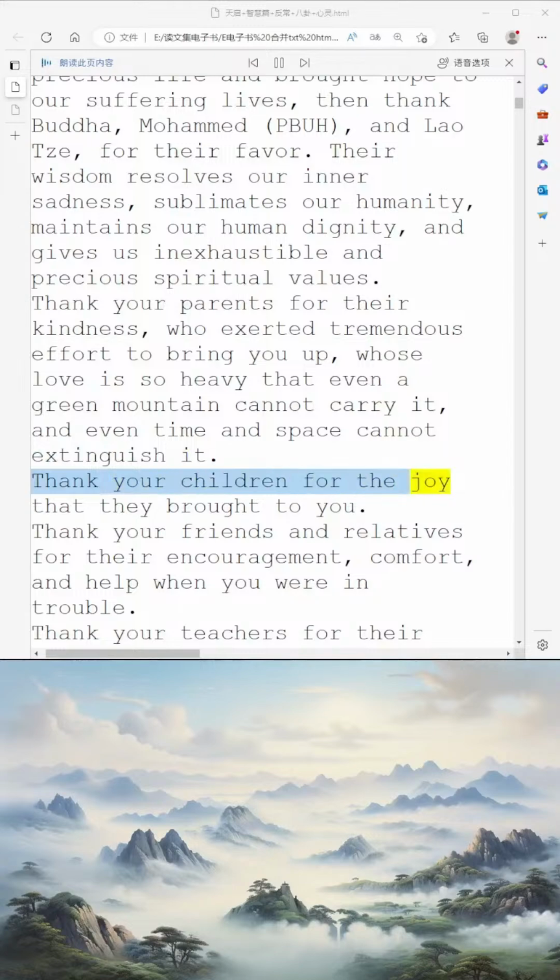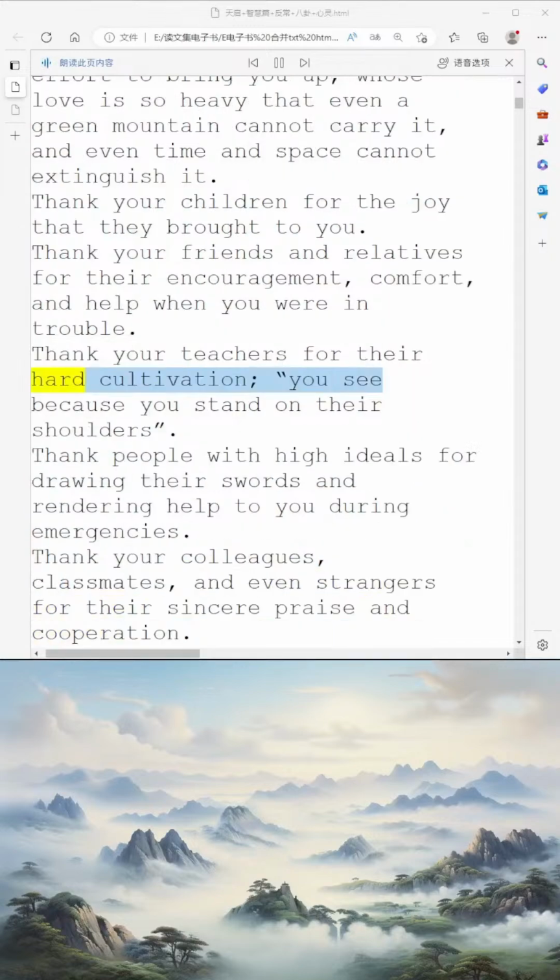Thank your children for the joy that they brought to you. Thank your friends and relatives for their encouragement, comfort, and help when you were in trouble. Thank your teachers for their hard cultivation. You see because you stand on their shoulders. Thank people with high ideals for drawing their swords and rendering help to you during emergencies. Thank your colleagues, classmates, and even strangers for their sincere praise and cooperation.